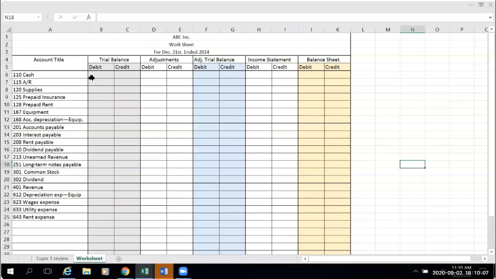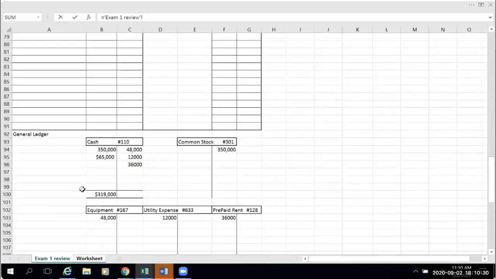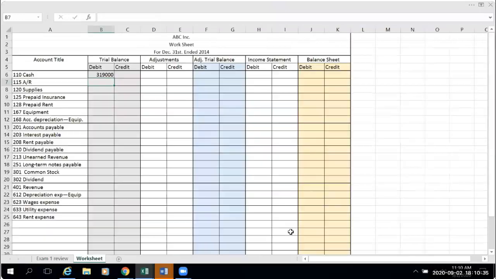So what is the trial balance? Cash, how much do we have? If you have QuickBooks, you can get a report of the trial balance and print it. But here we have to prepare it ourselves. So here we go. Cash, the normal balance for cash is a debit. So equals, go to the general ledger and get your cash. Enter. And as you see, your worksheet is showing 319.